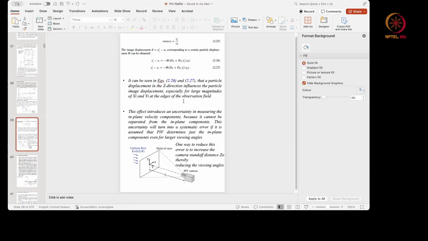So one way to reduce this error is to increase the camera standoff distance z naught, thereby reducing the viewing angles. So one way of reducing this error is basically to increase the camera standoff distance z naught, and thereby you reduce the viewing angle. So your field of view is very important, because towards the edge this effect becomes quite substantial. Okay, so this is the perspective.